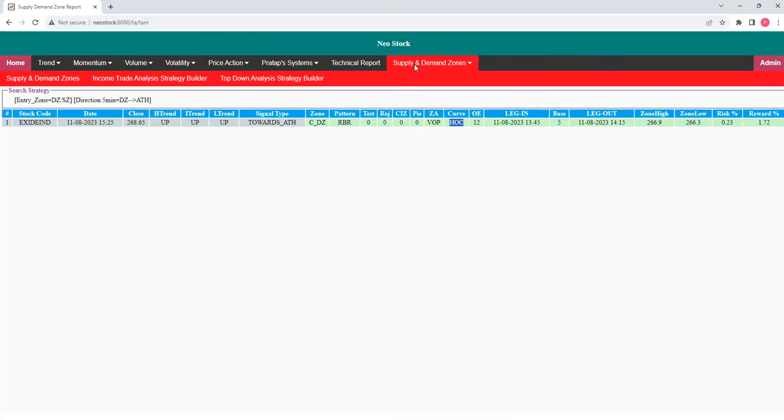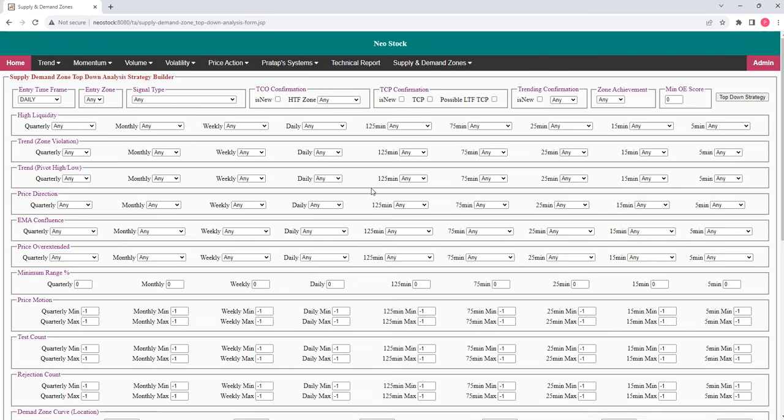So this is the way we can define several strategies. Maybe in the future, if possible, I will try to explain a few complex strategies, how we can build them by using this strategy builder, so that those complex strategies will help in finding high probability zones or high profitable zones.